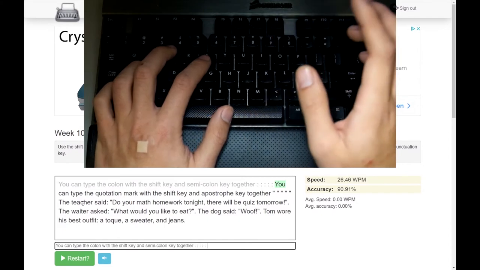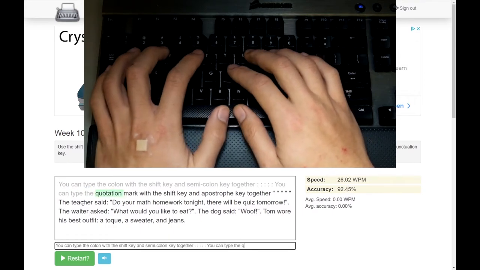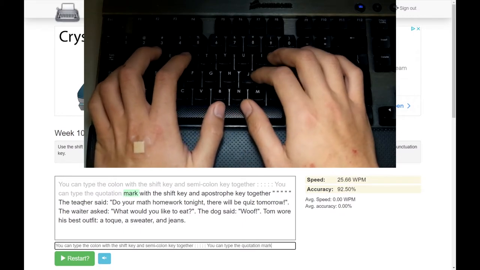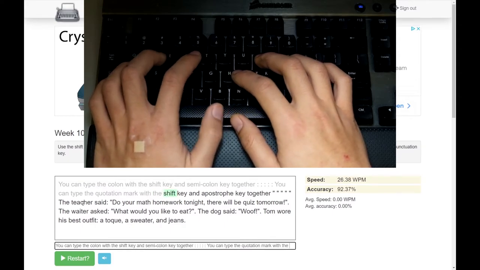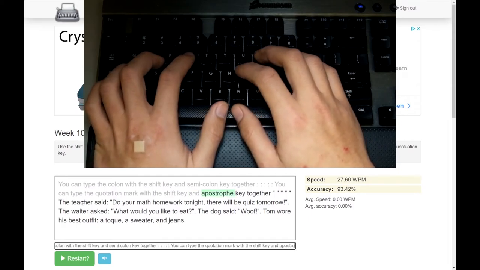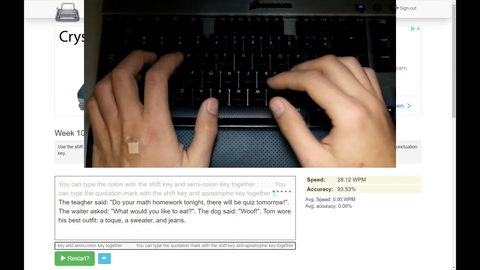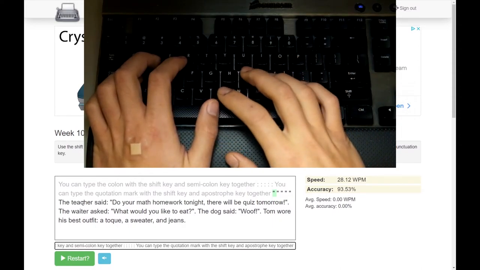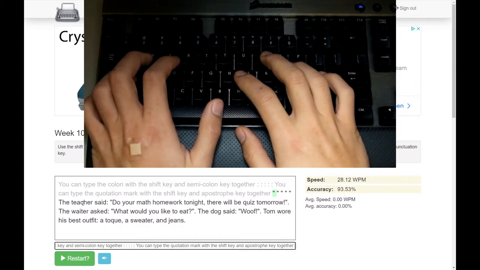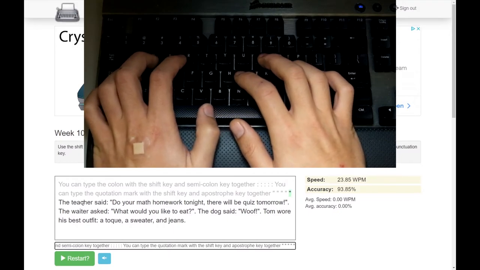Okay, great. So let's try the quotation mark. You can type the quotation mark with the shift key and the apostrophe key together. So let's try practicing the quotation mark key. It's the apostrophe key, which is beside the semicolon key, and you type it along with the shift key. Space, so apostrophe and shift, space, apostrophe and shift, space, apostrophe and shift, space.